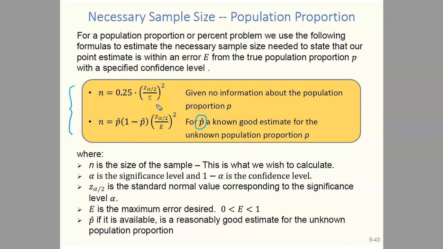Now for both of these formulas, the Z alpha over 2 is determined from the significance level alpha, just like we've done before, and E is the specified maximum error that's desired. Now this is going to be a number between 0 and 1. If the problem states it as a percent, then you're going to have to convert it into a proportion by dividing by 100. Now we'll verify these equations later, but let's just take a look at a few examples first of how we use them.